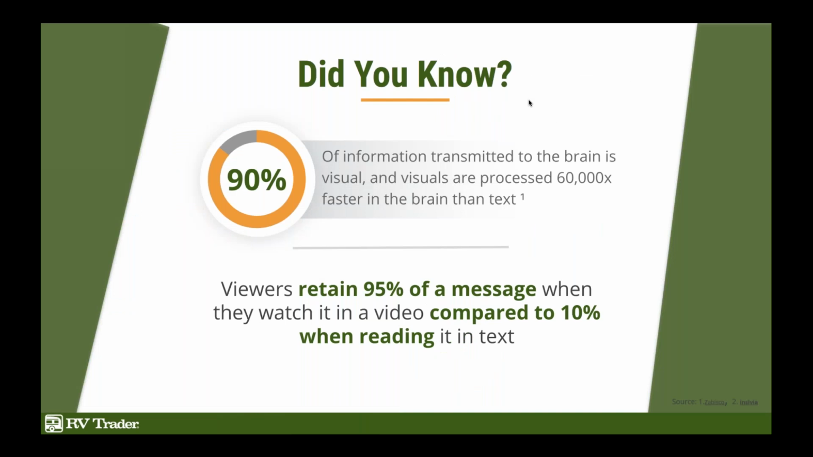Not only are people dedicating a large amount of time to watching these videos online, but they are retaining the information better than if you were to share a text article. 90% of information transmitted to the brain is visual, and visuals are processed 60,000 times faster in the brain than text. So viewers wind up retaining 95% of a message when they watch it in a video compared to about 10% when reading it in text.